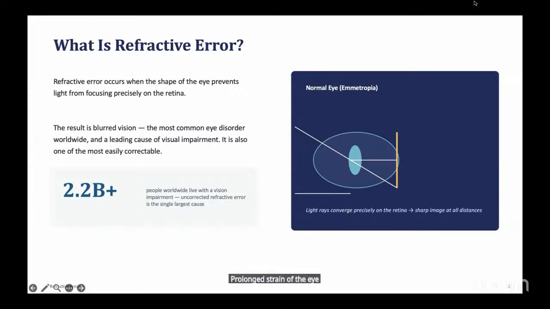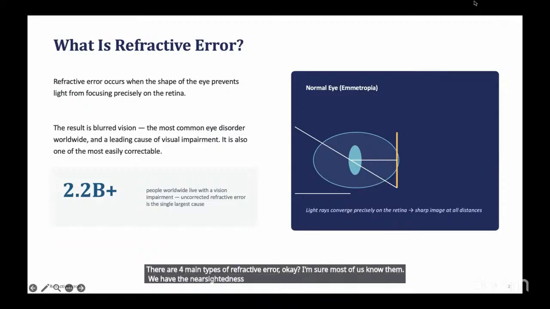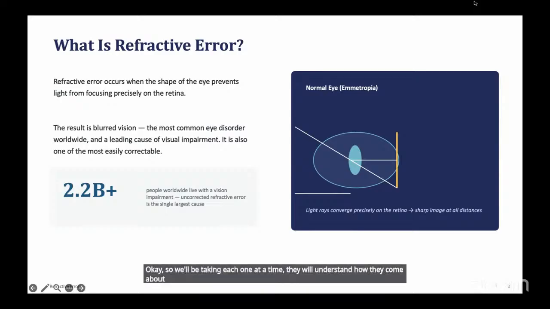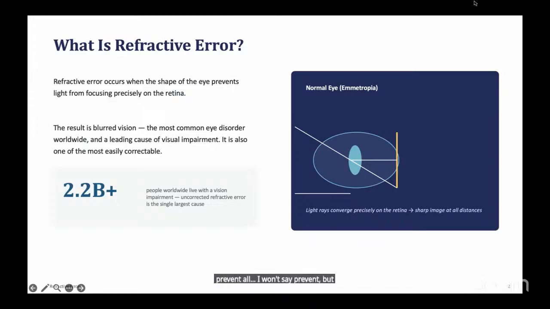So there are four main types of refractive error. I'm sure most of us know them. We have nearsightedness, which we call myopia, farsightedness, which we call hyperopia, astigmatism, and presbyopia. We'll be taking each one at a time. Then we'll understand how they come about and what we can do to prevent them, or I won't say prevent, but what we can do to make our situation a little bit better.